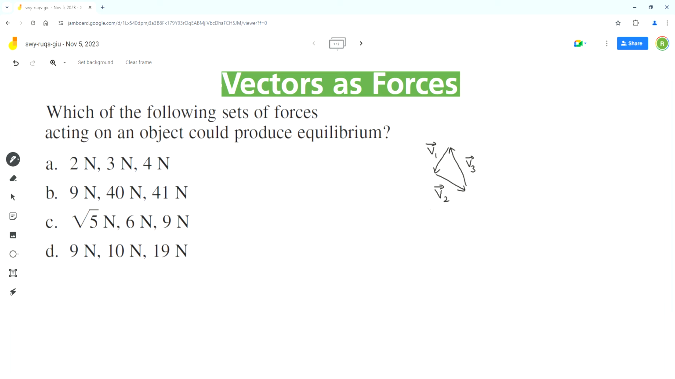So in this setup, we can conclude that the magnitude of v1 plus magnitude of v2 is greater than the magnitude of v3. So this is one scenario in which three forces acting on an object can produce equilibrium. So this is case one.